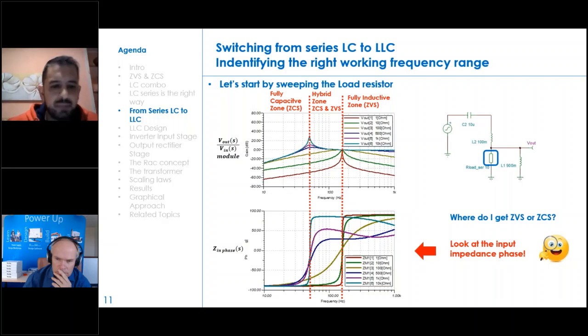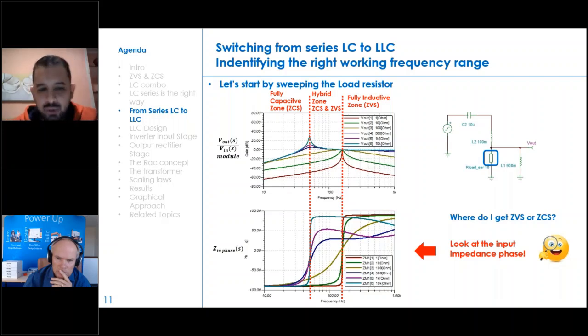And zero, yes, impedance phase. And beyond the higher resonance, we have the inductive zone. But what happens in the middle range? In the middle range, between both resonances, we have the hybrid zone because we have some loads for which I have a phase of the input impedance that is greater than zero and a phase that is lower than zero.